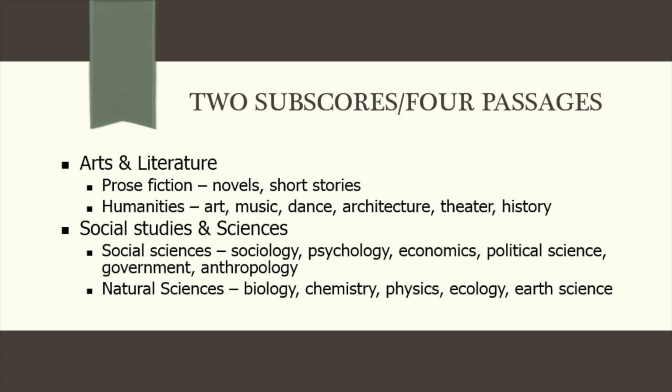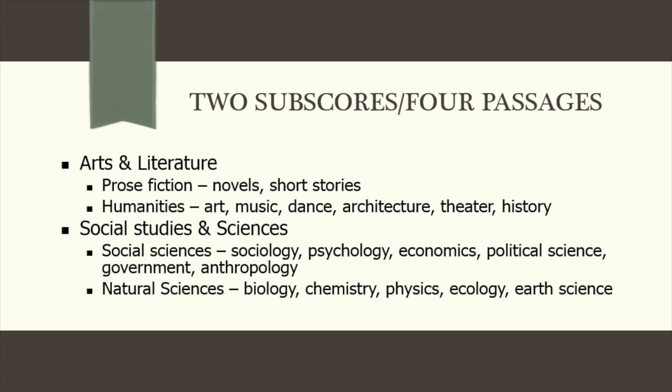The reading section for the ACT is composed of 2 subscores to compile your total score. There are 4 passages. 2 are from arts and literature. 1 will be a prose fiction passage that looks like any novel or short story you may read. The second will be something from the humanities, art, music, dance, something along those lines.